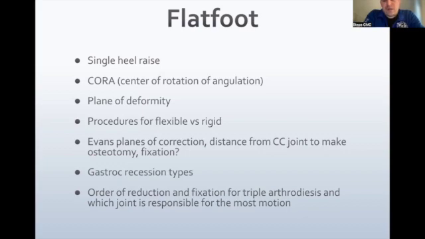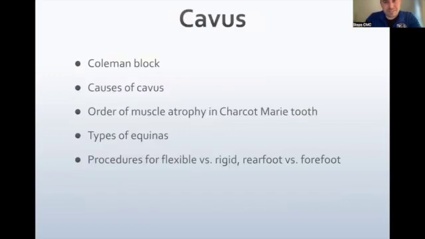Gastroc recession types, I feel like that's one of those minimum hit, but when it's hit, you want to make sure you're at least well versed in some of them, so you can do a process of elimination for gastroc recessions. And then the order of reduction and fixation for a triple arthrodesis, and which joints are responsible for the most motion. That's an easy search to find. Just make sure you're doing that, proximal to distal fixation, corrections with the appropriate fixations.